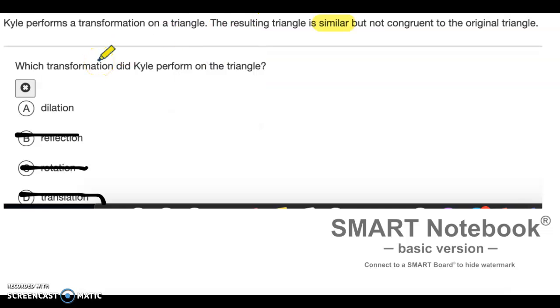So the answer is A, dilation, because when we dilate a figure, we're making it either bigger or smaller. So dilation is a non-rigid motion that results in similar figures.